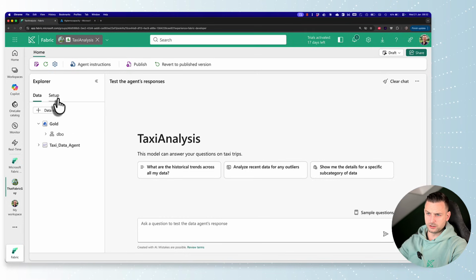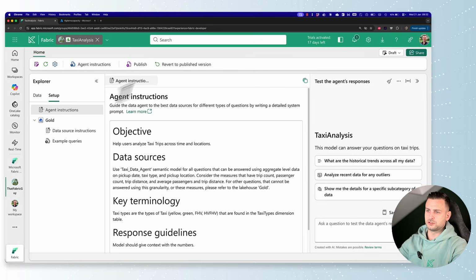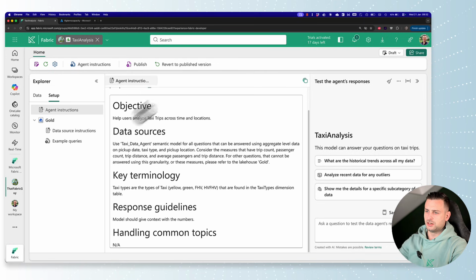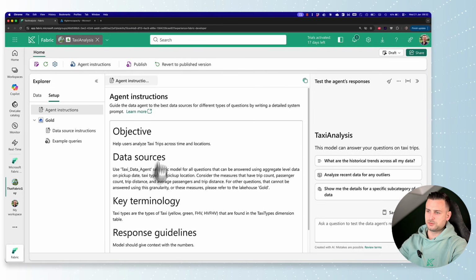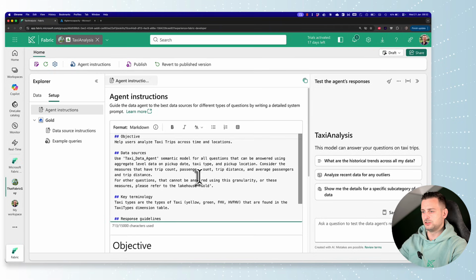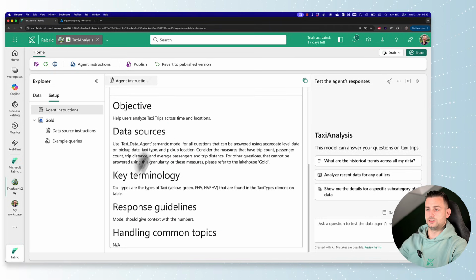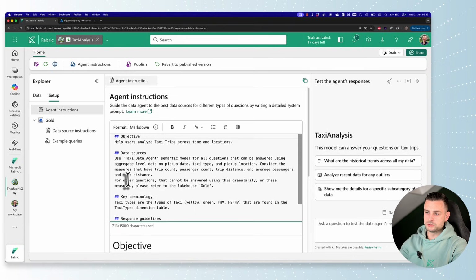The first thing we're going to do is go to the setup tab in here, and we're going to click on agent instructions. And here in agent instructions, there is this big piece of text. Basically, it's a markdown box that you can put markdown code in, and that markdown code then will generate some text for us. And with this markdown, we can give detailed instructions to the agent.